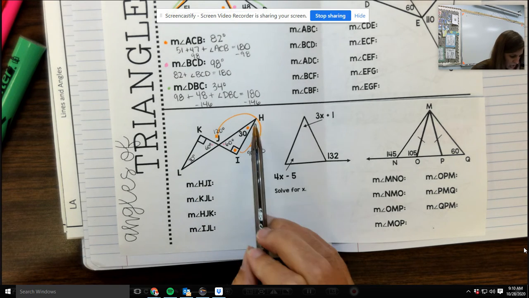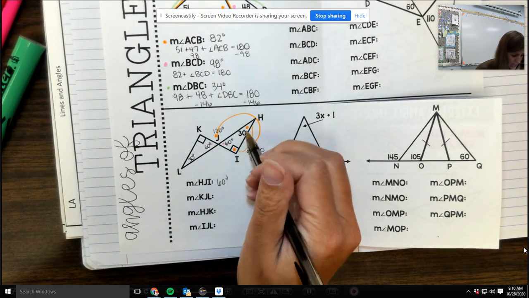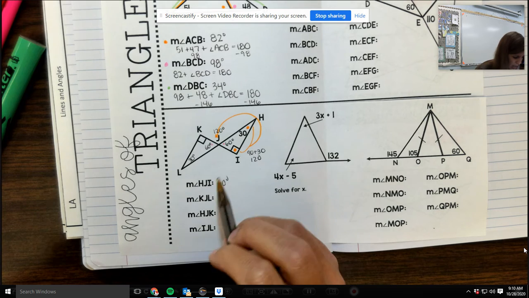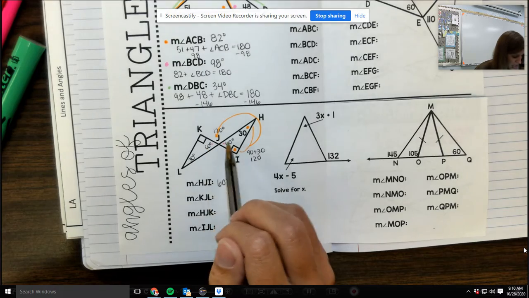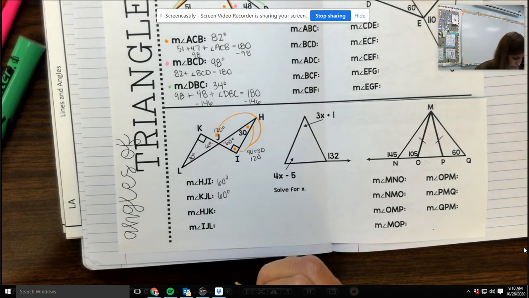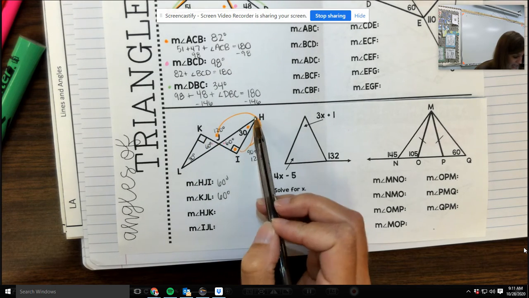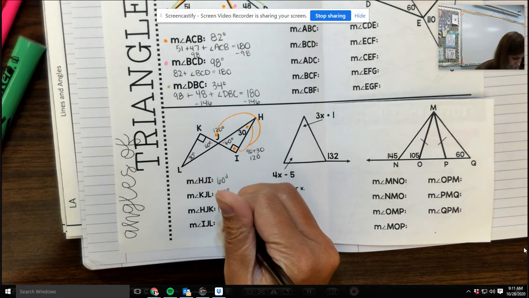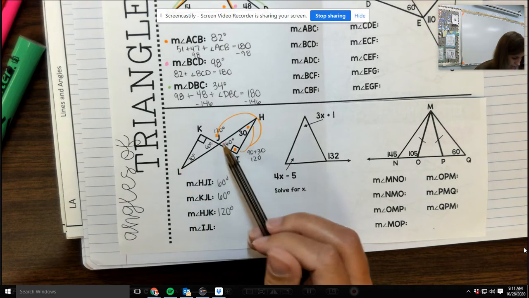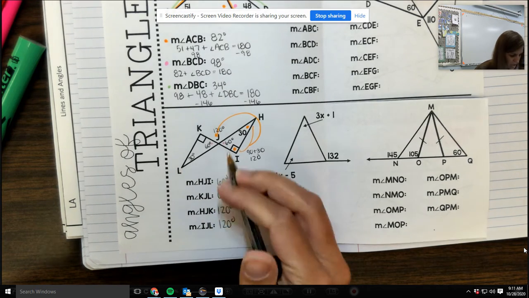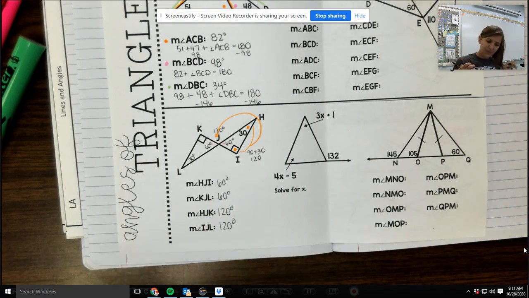So the measure of angle HJI was 60. We could have done that with the triangle sum theorem because I knew two angles, so I could have found the third. Angle KJL, also 60 because they're a vertical pair. The measure of angle HJK, oh, I did need to find that one. That outside angle was 120. And then the measure of angle IJL, oh yeah, also 120 because they are vertical. And those are the remote exterior angles anyways, or those exterior angles.